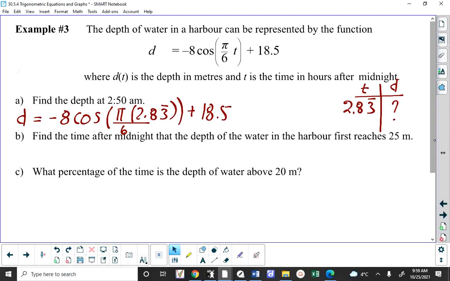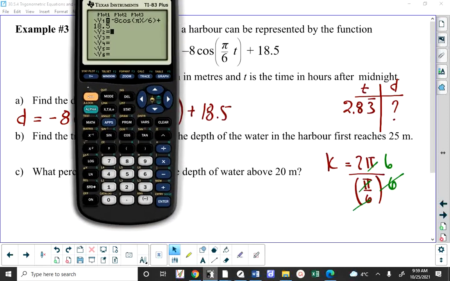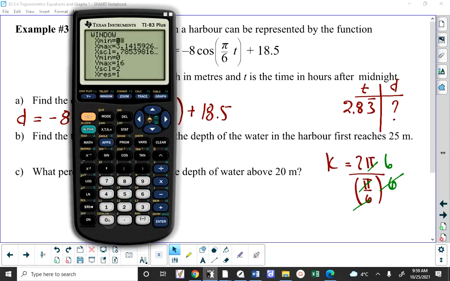The period of this function is 2 pi over b, which is 12. Well, that makes sense. The water goes up and down every 12 hours because that's the period of tides in our world. And that means that for my x in my window settings, I'm going to go 0 to 12. I always want to go one period. Always. Maybe we'll put ticks every 2. What did I say? 0 to 30 would do it.